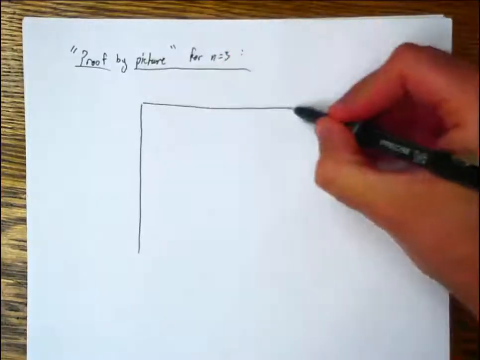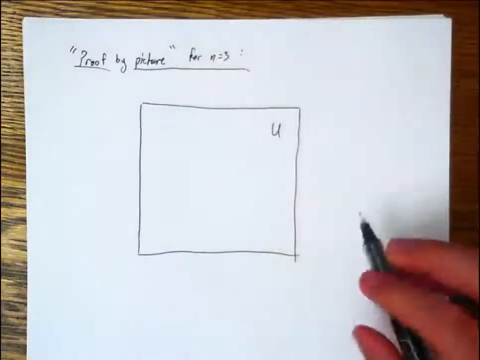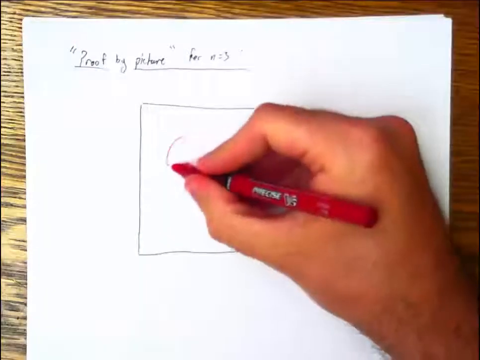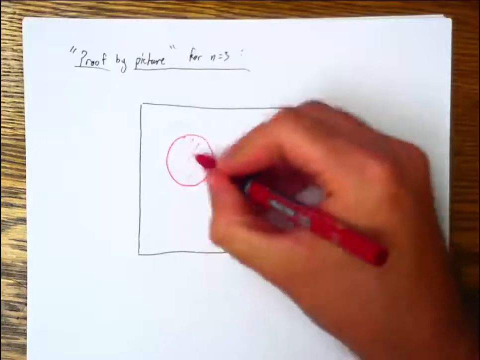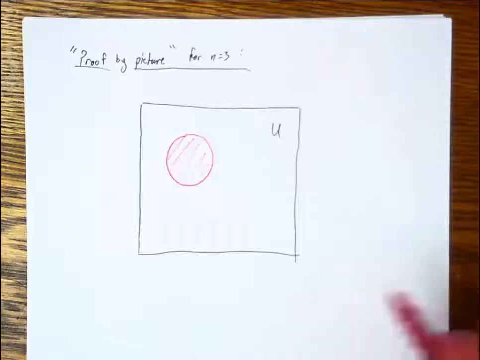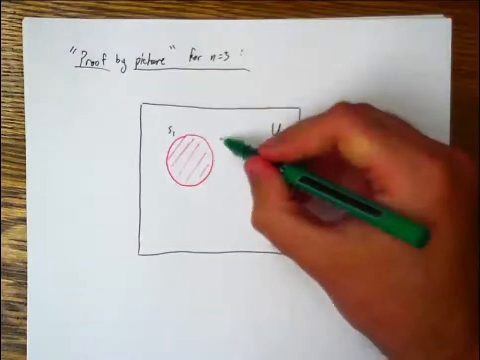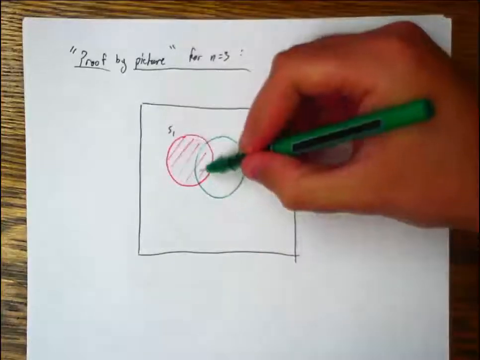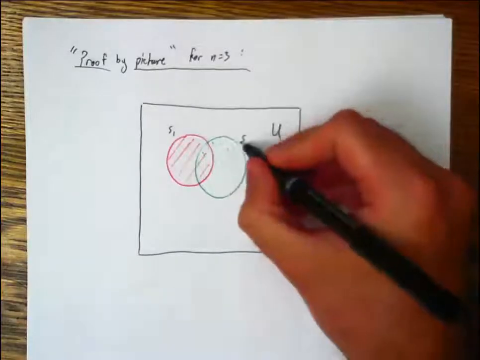So here is my universe. It's this nice big box. Everything in U. Time for colors. S1 is going to be everything inside of this red disk, this red circle. Okay, so S1 I will mark here. Now I'm going to use green to talk about S2, and this is everything in green. Yep. And we'll mark that by an S2.